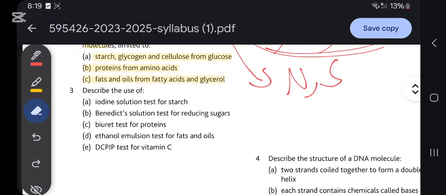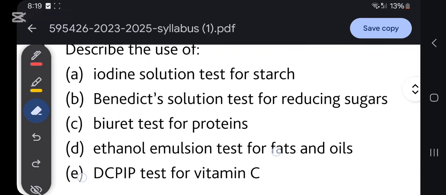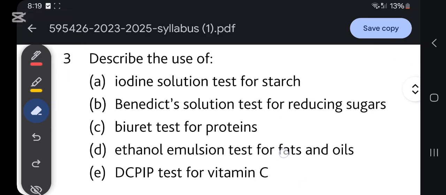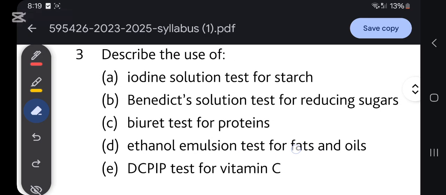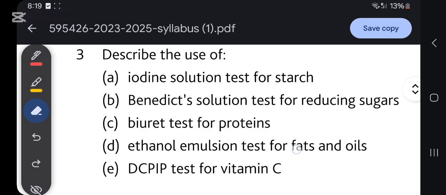So this is basically a very small and sweet chapter, but it requires a lot of focus. Now the tests are mostly asked in paper 6, but they can also be asked in MCQ. Iodine solution is a test for starch. Basically, it turns from orange-brown to blue-black if starch is present.